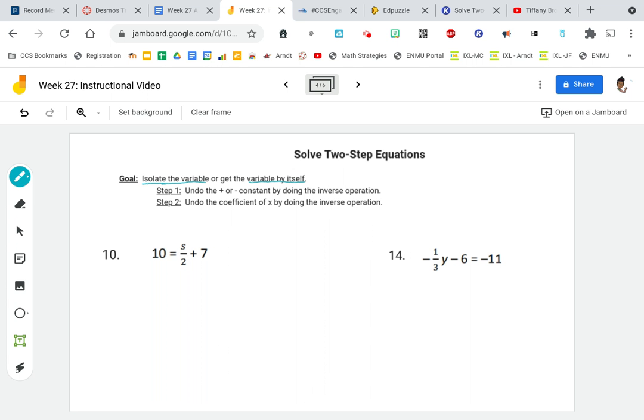Okay, and then here's how we're going to get the variable by itself. First, we are going to undo the positive or negative constant by doing the inverse operation. You could also think about it as undoing the addition or subtraction of the constant by doing the inverse operation. Remember, a constant is a number without a variable. Constant, just a number. No variable.